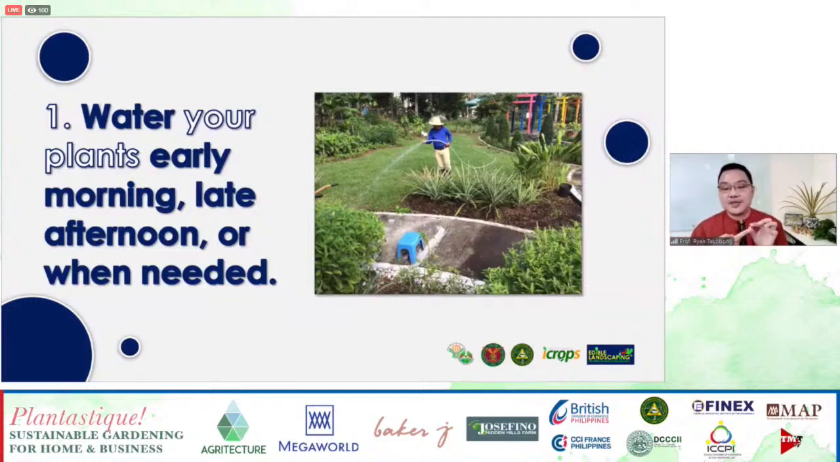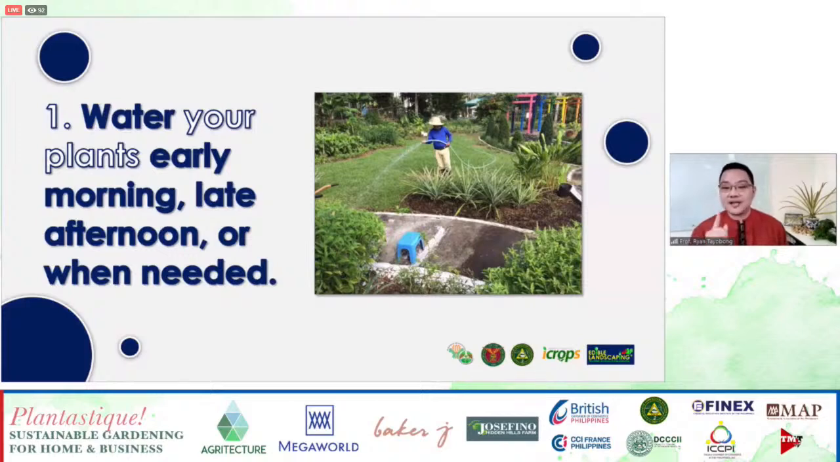When soil particles adhere to your finger, let's delay the planting or watering. But when our hand is dry, and we feel that no part of the soil adheres or sticks to our finger, that's the time we have to water our plants.